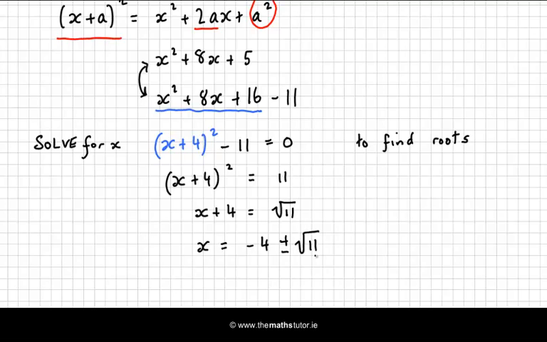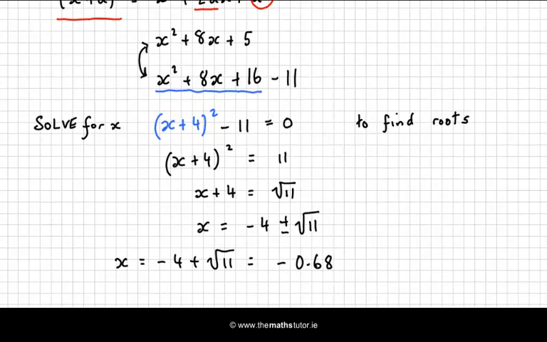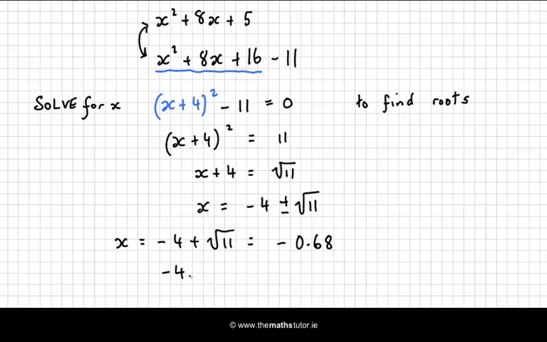X is minus 4 plus square root of 11. Okay, so minus 4 plus square root of 11, that's one root. And that's equal to minus 0.68. And the other root is minus 4 minus square root of 11. And that's equal to minus 7.32. So these are the two roots of our quadratic expression. This is where they cross the x-axis. I know that because they're both real.